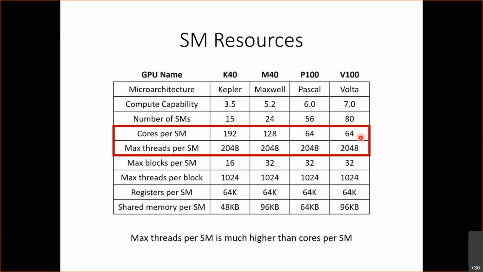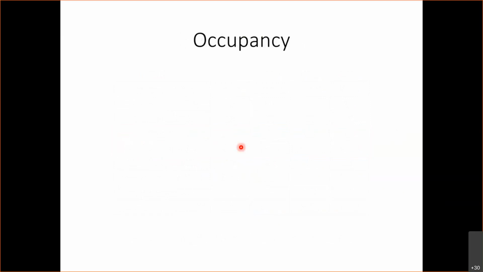Okay, so with that said, this brings me to another topic, which is occupancy. We said that we want to have many more threads than we have cores in an SM. Here, 2048 is the maximum number of threads that I can assign to the SM. But that doesn't mean that any program I write will have a maximum of 2048 threads on the SM. And this is the topic of occupancy.